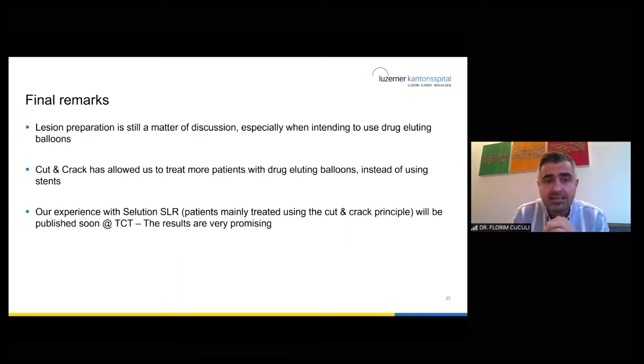And then the second is cut and crack has allowed us to treat more patients with drug-eluting balloons in Lucerne, and our percentage of drug-eluting balloon usage has increased massively. And I think one of the reasons for that is, we have always had the idea to use drug-eluting balloons, but using the appropriate approach to do lesion preparation is what has enabled us to use it more. And in our experience with the SELUTION SLR, I think the results are promising also in the long term.